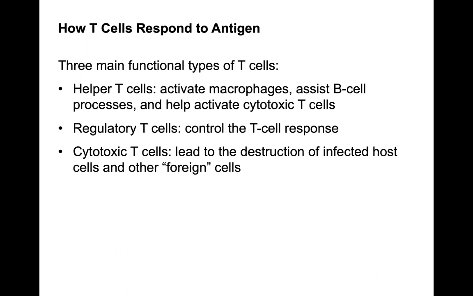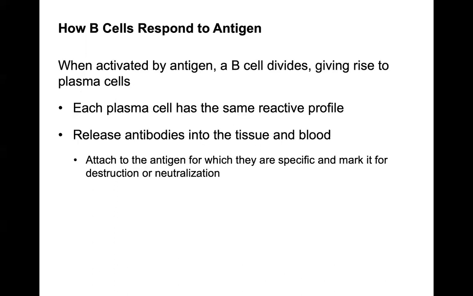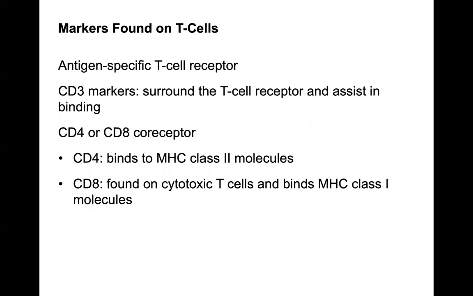The regulatory T cells control the T cell response, and the cytotoxic T cells lead to the destruction of infected host cells and other foreign cells. When activated by an antigen, a B cell will divide, giving rise to what we call plasma cells. Plasma cells have the same reactive profile as the B cell that it originated from. However, plasma cells essentially produce and release antibodies into the tissue and blood. Antibodies will then attach to the antigen for which they are specific and mark it for destruction or neutralization.